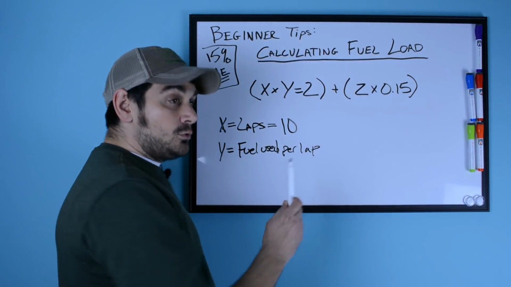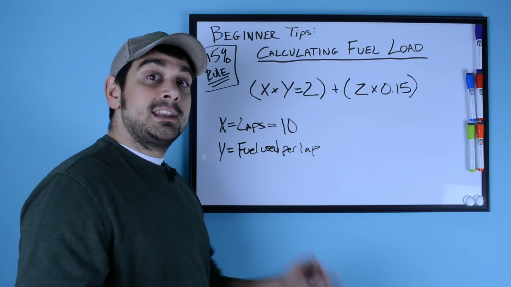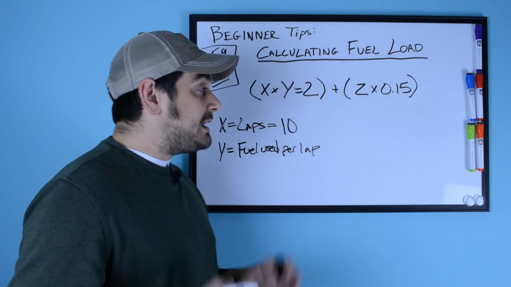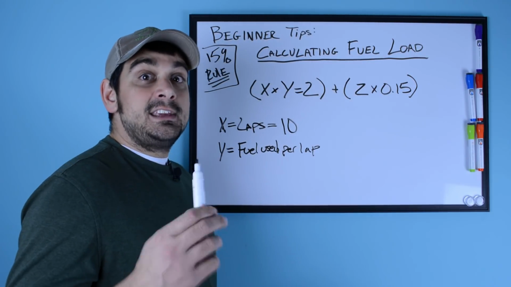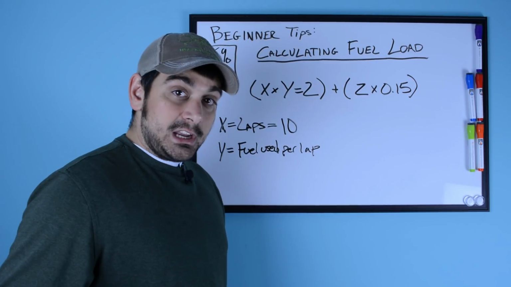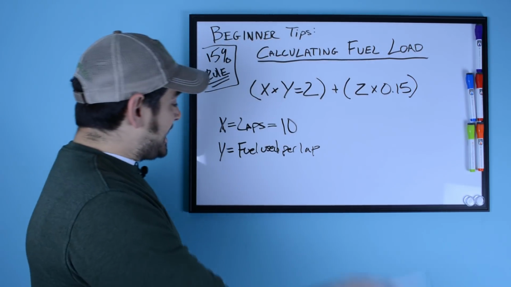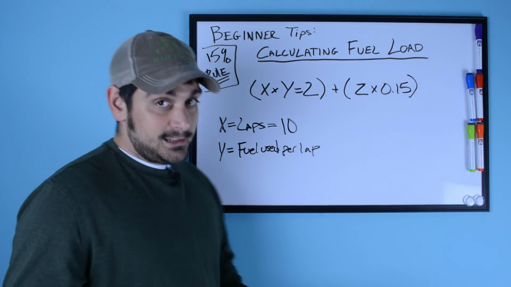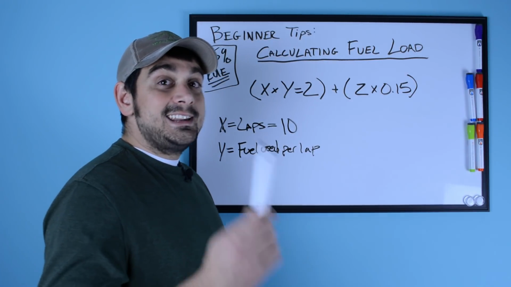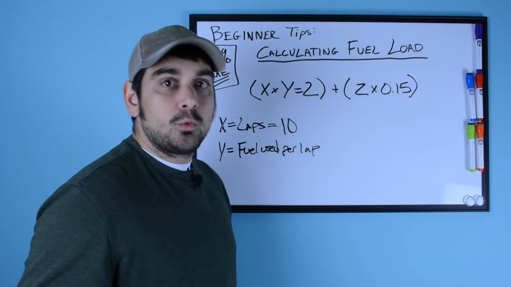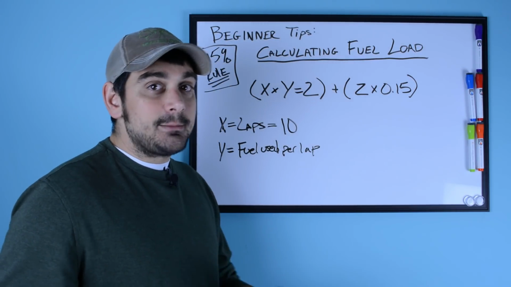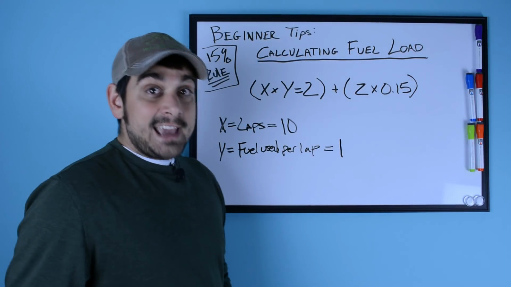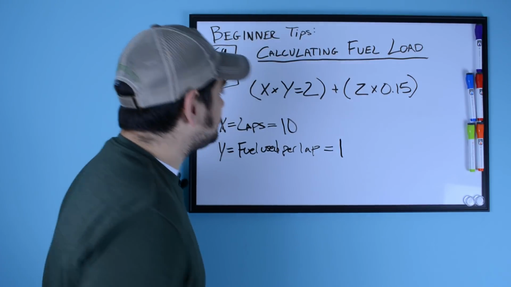So the amount of fuel per lap is going to be found by running laps. Take the car out on the track, do 4 laps, 5 laps, maybe even 10 laps, and find out the average that you're using per lap, and that's what Y is going to equal. So let's just say, for ease here, that we are using 1 gallon or 1 liter, whatever unit you use. I'm going to say gallon, I'm in the States. We're going to say that we use 1 gallon per lap, okay?